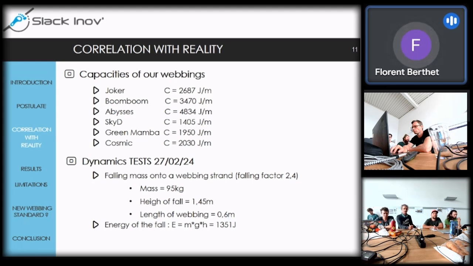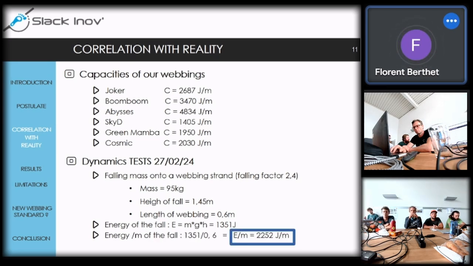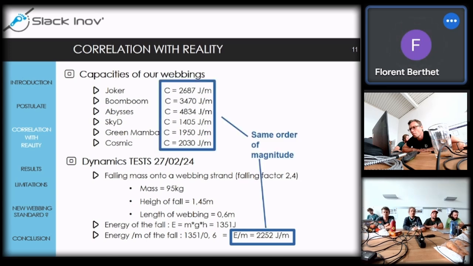So let's calculate the energy of the fall. That is the mass multiplied by g multiplied by the height of the fall, which is 1300 joules. And for the energy per meter of the fall, I just divided this value by 0.6, the length of the webbing, and I got 2200 joules. If you compare with the capacity of the webbings we had, we are in the same order of magnitude.